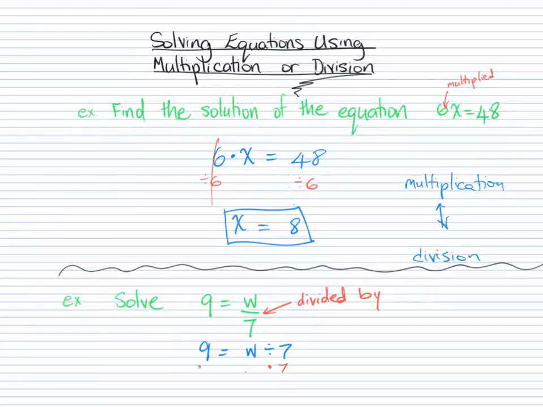And again, whatever we do to one side, we have to do to the other side. So now we get that w is equal to 9 times 7. So w is equal to 63. All right. So that's how you use the inverse operations to solve equations that involve multiplication and division.